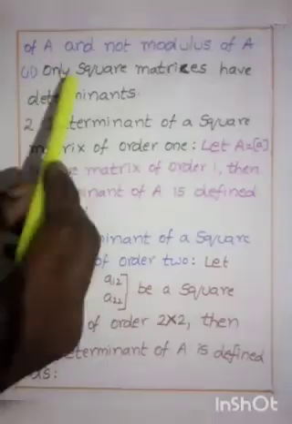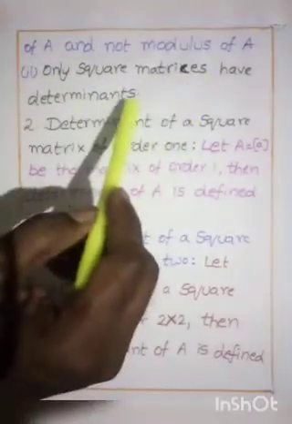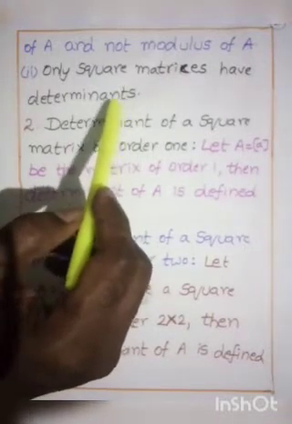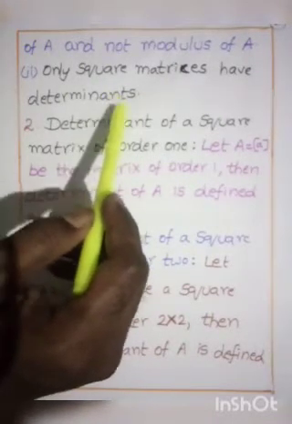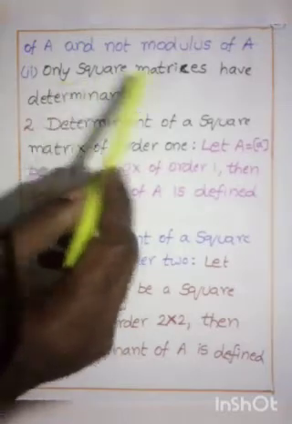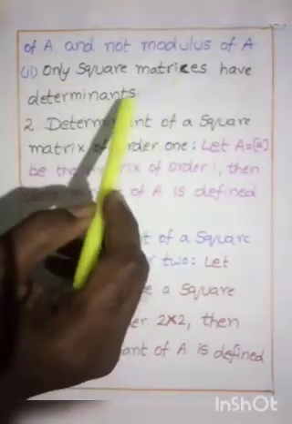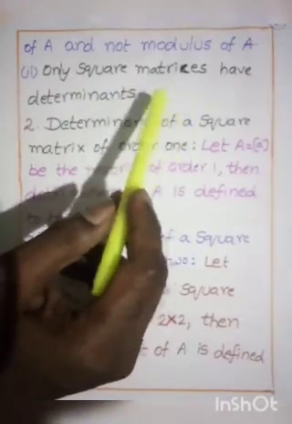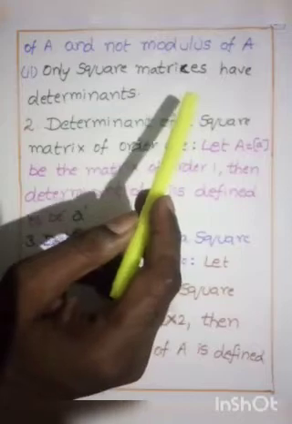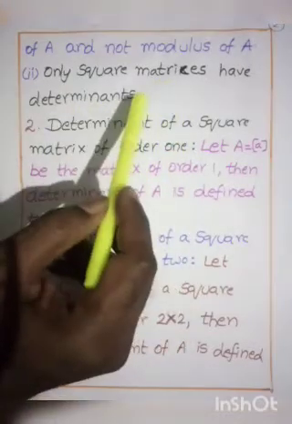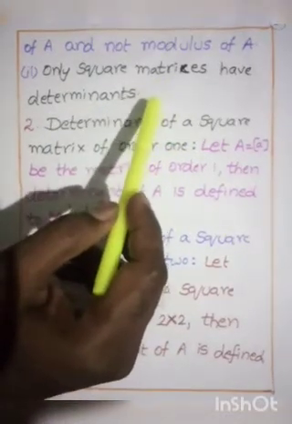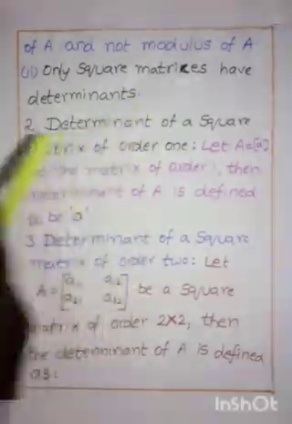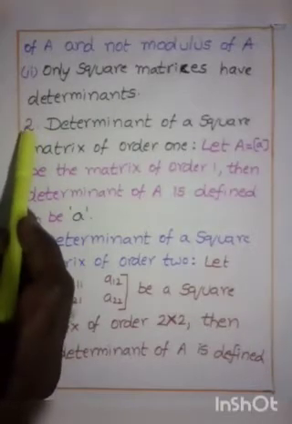Now, second point: only square matrices have determinants. Remember this point also. You have studied different types of matrices in the first exercise. So only square matrices have determinants, that is, a square matrix of order 1 by 1, 2 by 2, or 3 by 3. Only these kinds of matrices have determinants.